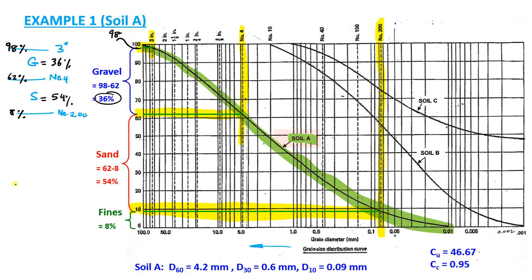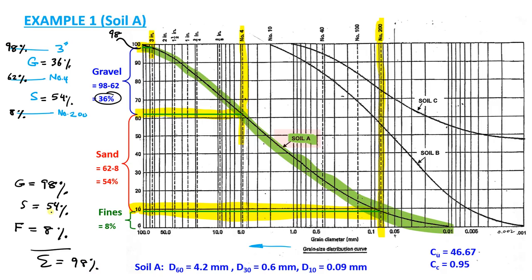So gravel is 36%, sand is 54%, and fines are always passing number 200, so we don't have to subtract anything. Fines are 8%. Anything passing number 200 is fines. Now if we add these, it does not come to 100%, it comes to 98%. Why is it 98%?